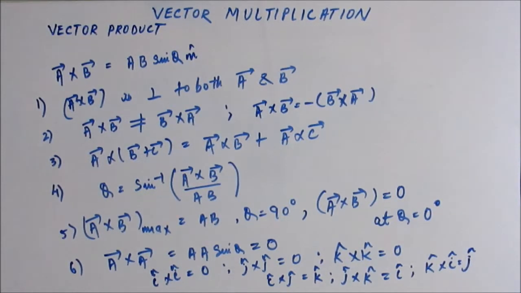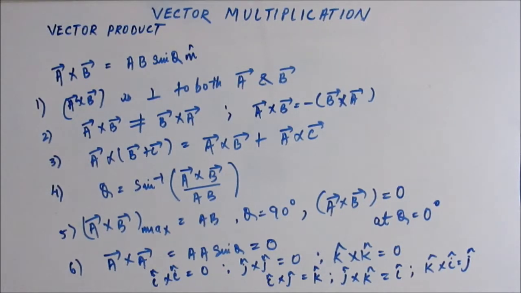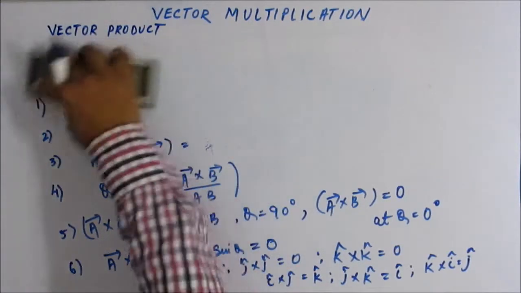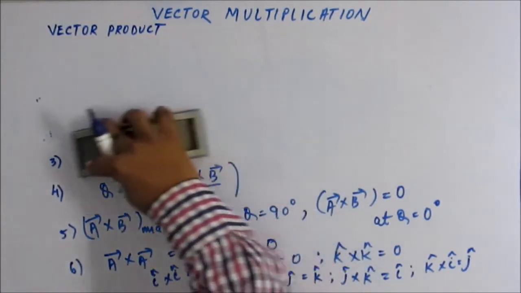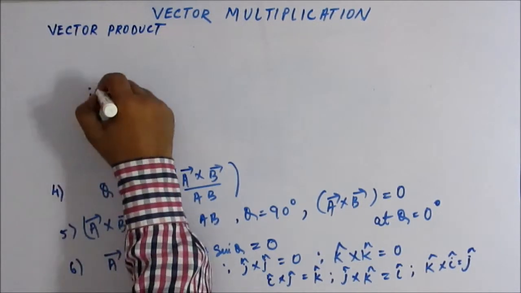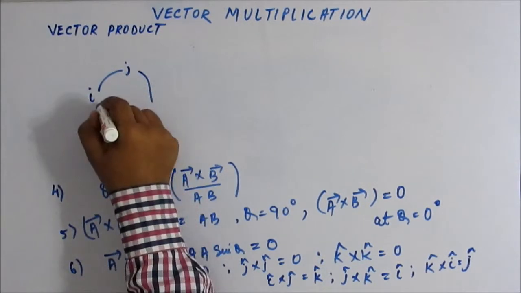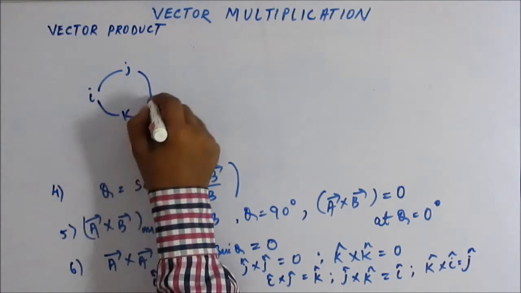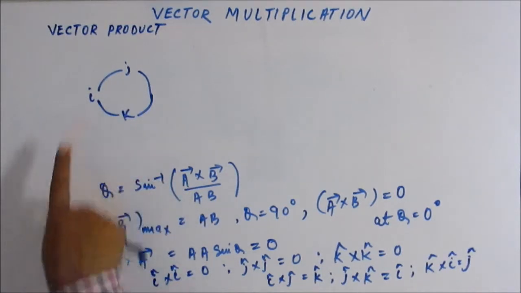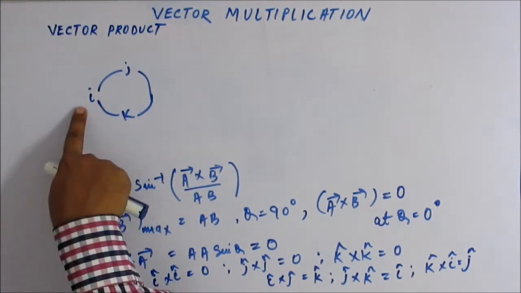This is important and you have to be very handy with this. It comes in order, as you can see. i, j, k. i cross j is k. j cross k is i. And k cross i is j.